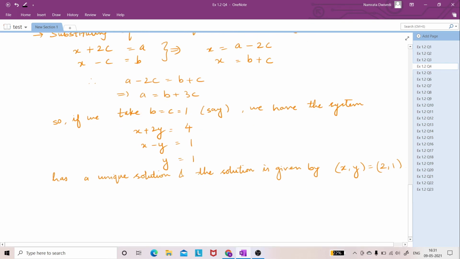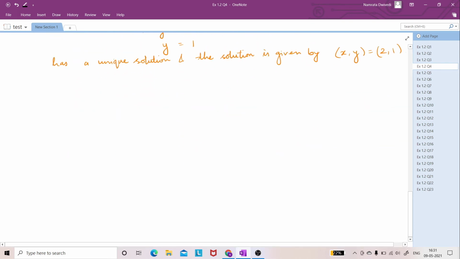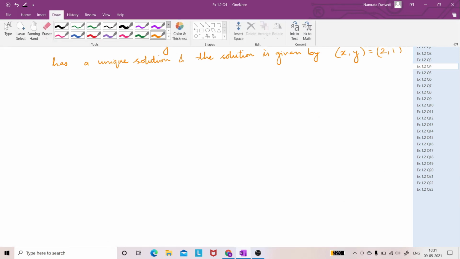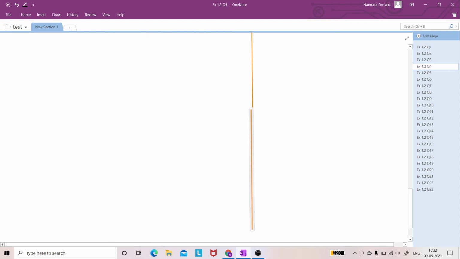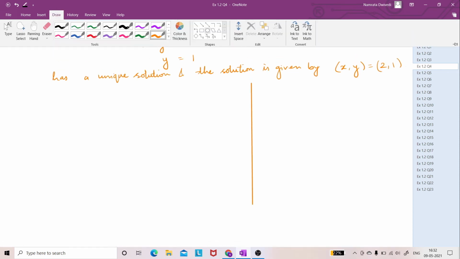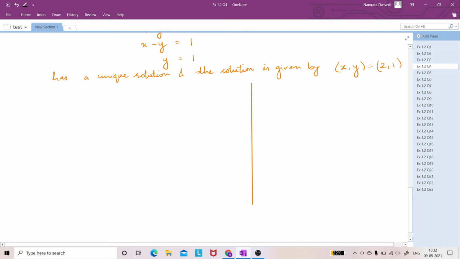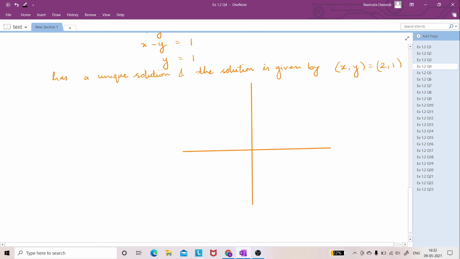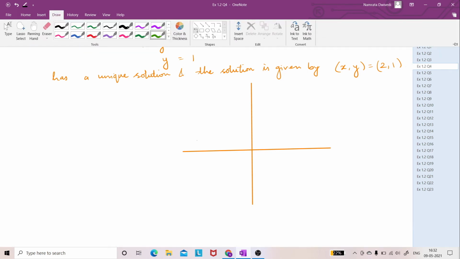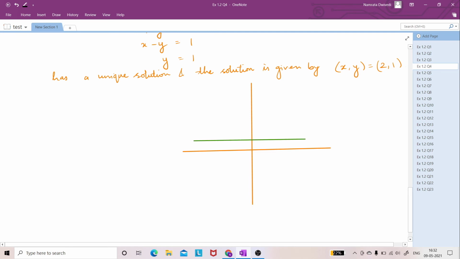Okay, so also if you are asked to draw the graph, so how will you draw? I'll draw it roughly this time. Just a minute, again one more line. Yes, so this is our graph. Now y is equal to 1 will be drawn this way. Okay. This is y is equal to 1.